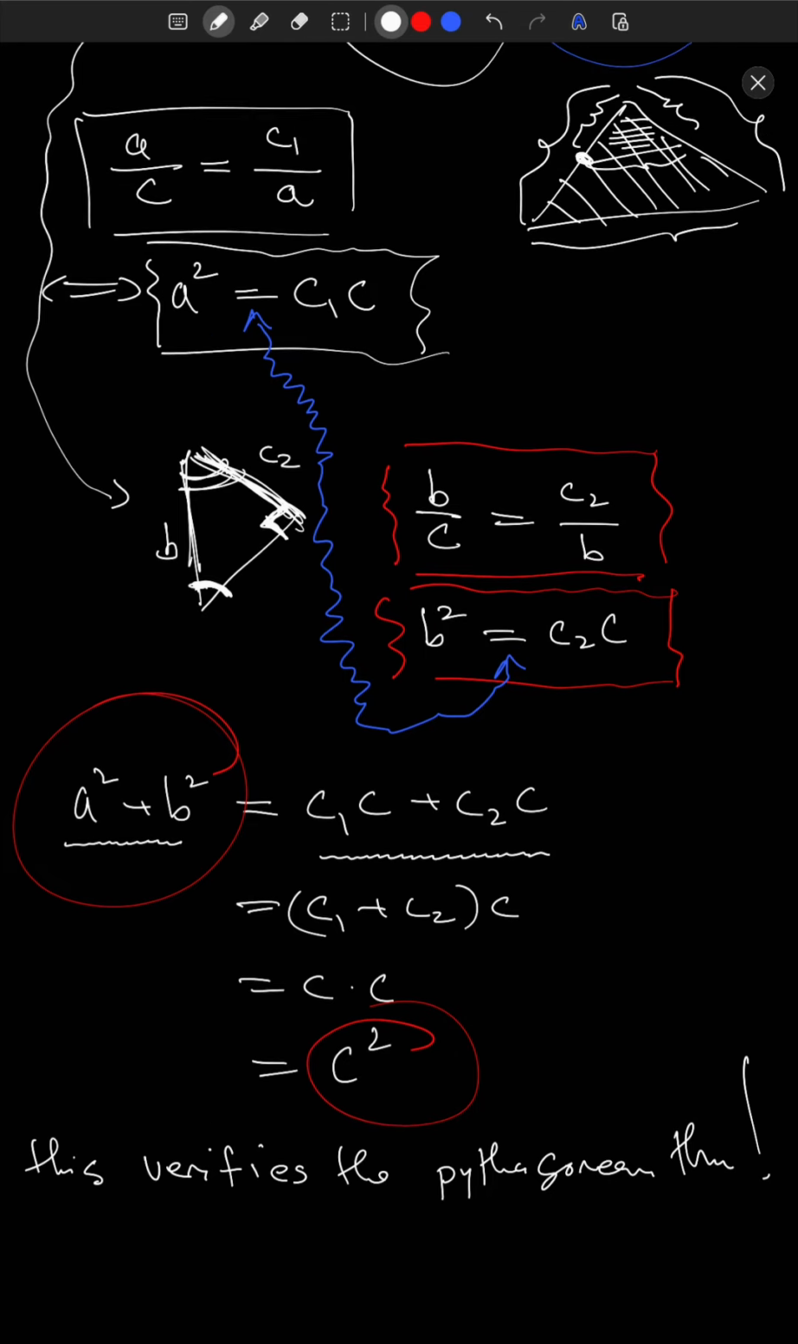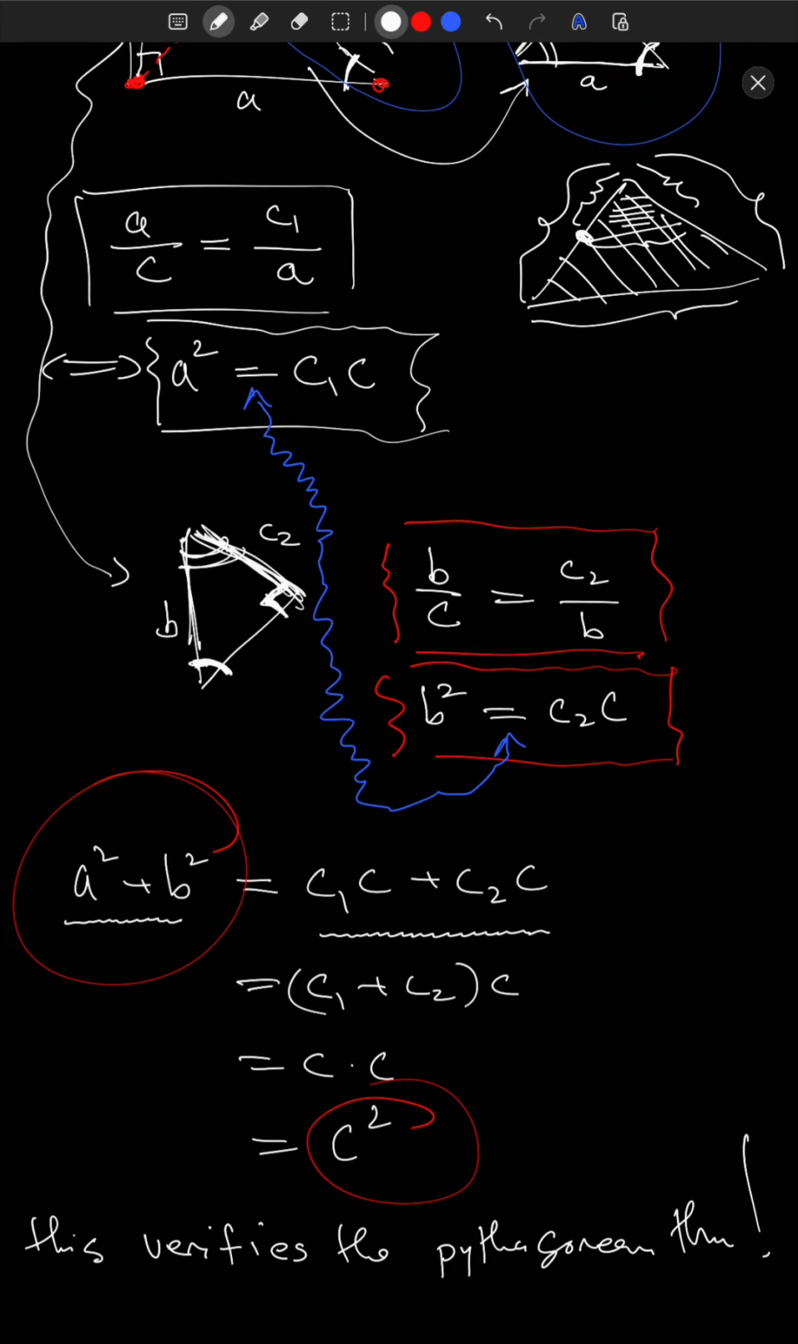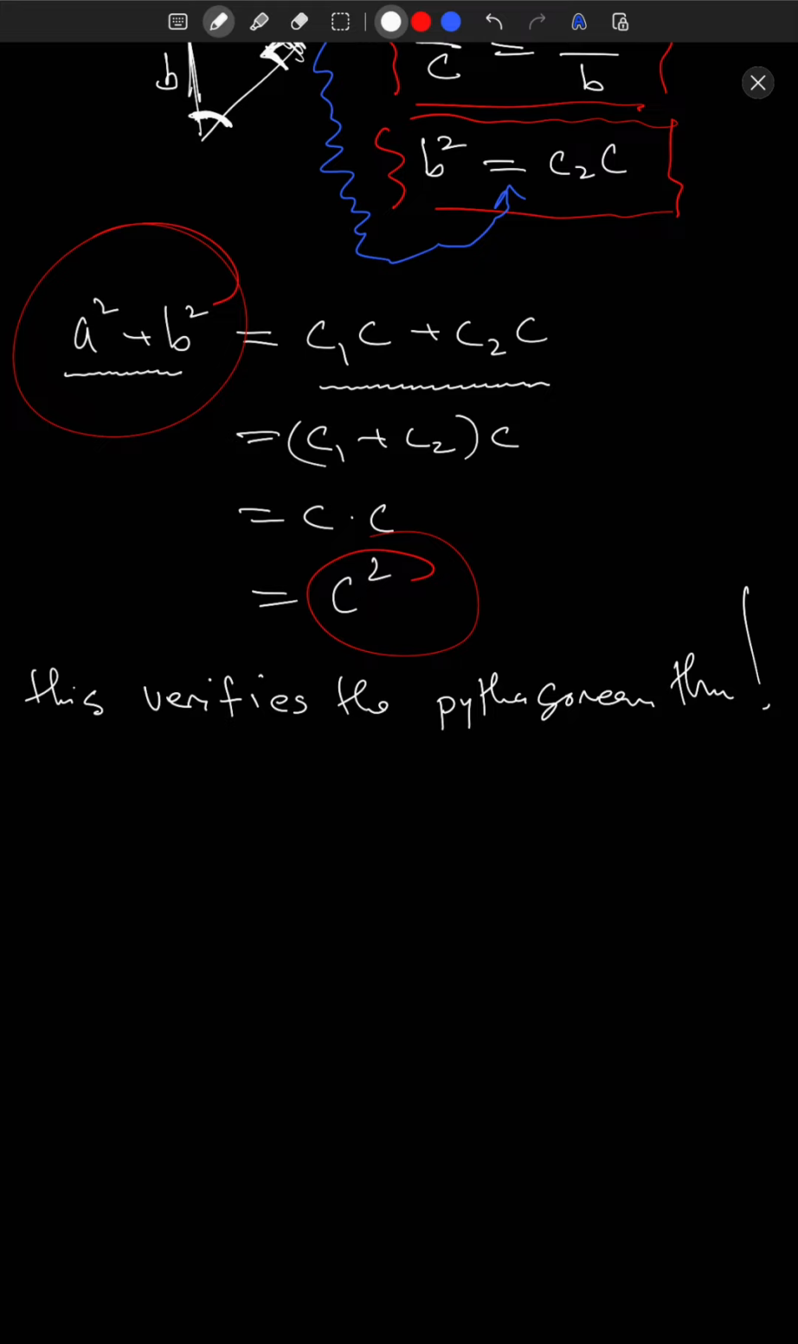Very, very simple idea, again, of just breaking up our big right triangle into two smaller right triangles and using the fact that we understand how similar triangles behave with respect to each other. In other words, that they have this proportionality property that you probably learned in high school or maybe even junior high trigonometry. So now we all know why the Pythagorean theorem is true.